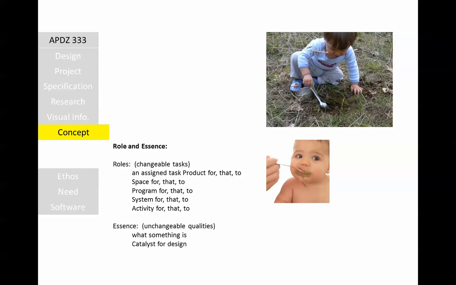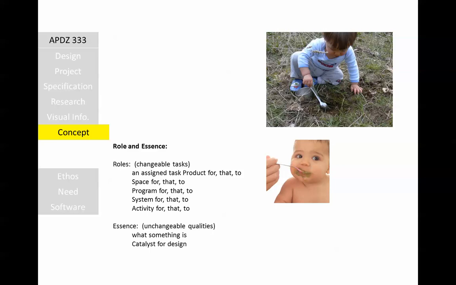And then looking at the essences, the essence of something is the unchangeable qualities. It's what something is, and essences tend to be catalysts for design. So what are the essences of the spoon? Well, it's made out of metal. It's generally lightweight, or maybe it's not made out of metal. Maybe it's made out of metal with the actual spoon portion of it being soft and pliable and made out of rubber or silicone. So things such as soft, hard, light, heavy, metallic, durable, those are all essences of objects.